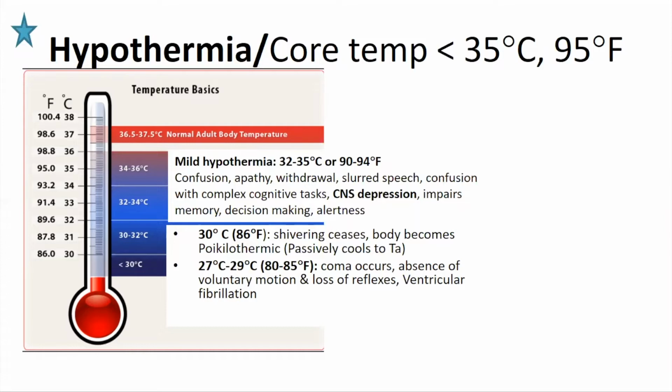Any body temperature below 30 degrees, this is when shivering stops and the body becomes poikilothermic, which means the body starts to passively cool to the ambient temperature, which means the body has stopped trying to use habituation, insulative, and the metabolic patterns to keep the body warm. And then at 27 to 29 degrees Celsius, this is when coma usually happens, and VFib, ventricular fibrillation, is usually the main cause of the person not making it.